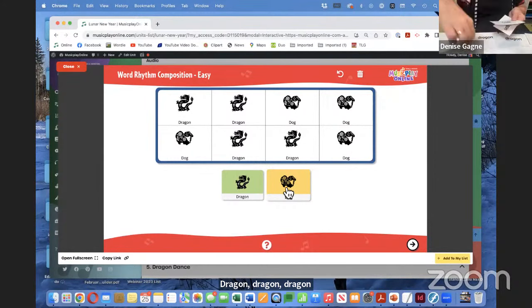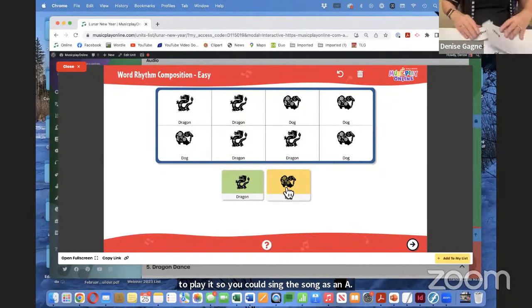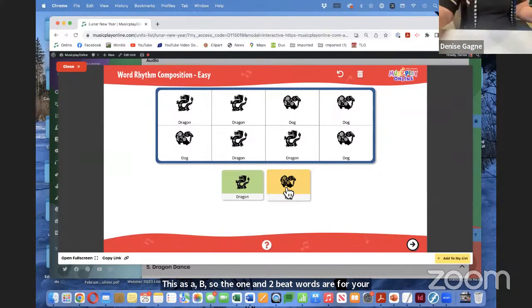Dog, dog, dog, dragon, dog. And they can decide how they want to play it. So you could sing the song as an A, this as a B. So the 1 and 2 beat words are for your littles. So that would be grade 1, maybe grade 2.